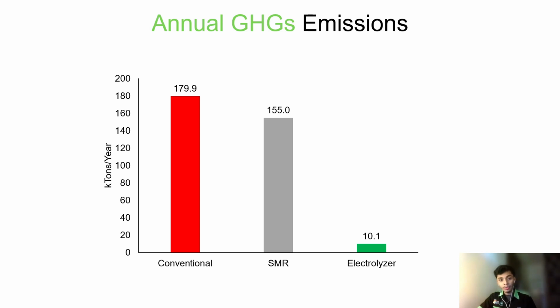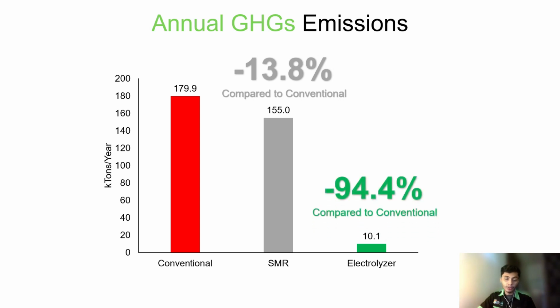From this, we could conclude that SMR could reduce emissions by 13.8% compared to the conventional method, while electrolysis could reduce a whopping 94.4% compared to the conventional method.